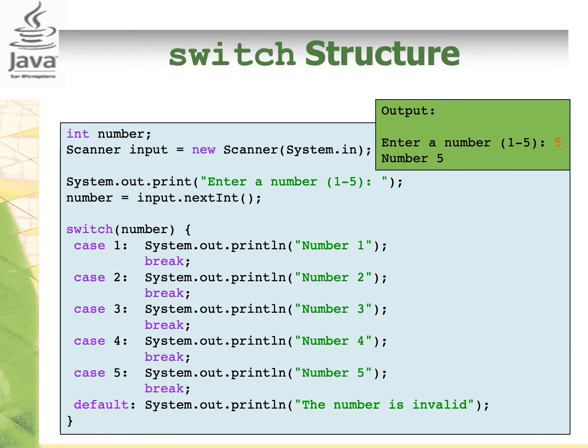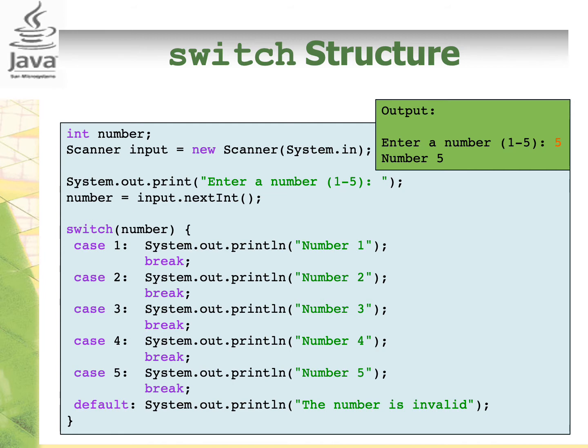Let's look at this example. We have switch and the expression is number, which refers to the variable. As number is an int, then the cases must be of type int. So it should be case 1, case 2, case 3, and so on. It can be any number depending on what you expect the user to enter.